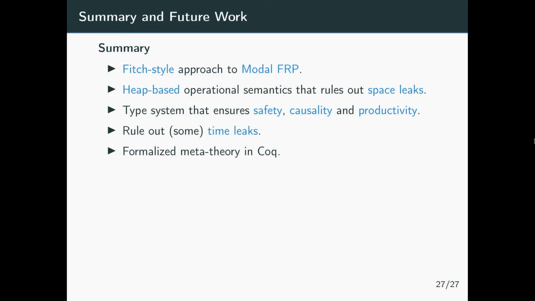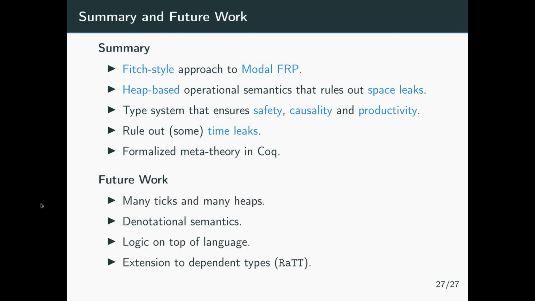Okay, so let me quickly sum up what we have talked about here. We have a Fitch-style approach to Modal FRP. We have a heap-based operational semantics that rules out space leaks by construction. We have a type system that ensures safety, causality, and productivity. We have an idea of ruling out some time leaks. Time leaks are a different problem that happens in FRP, and this really happens when you have to recompute values too many times. We have a heuristic for ruling these out, but I haven't talked about it. If you care about it, look up the paper, but otherwise this is just a bonus thing. And the meta theory has actually been formalized in Coq. So the logical relation I talked about earlier has been formalized in Coq.